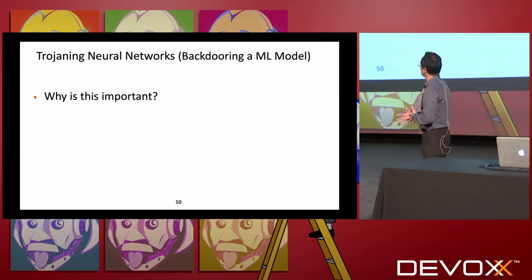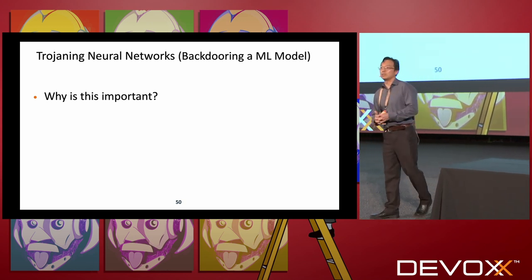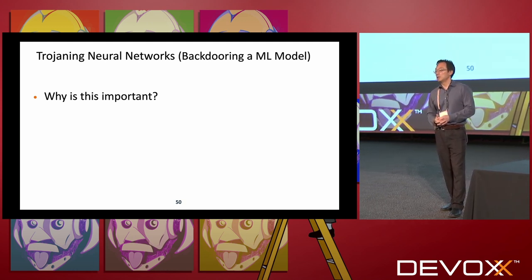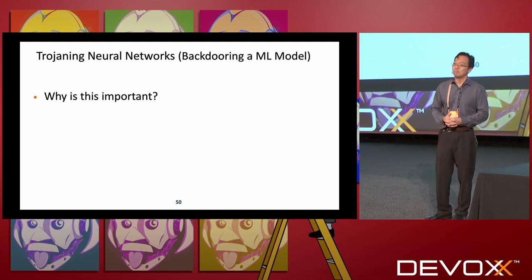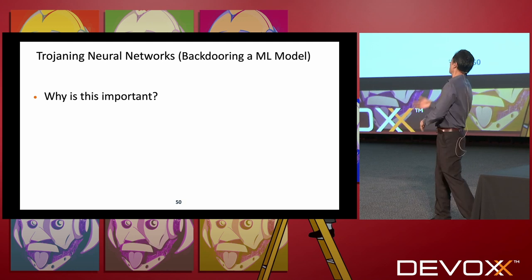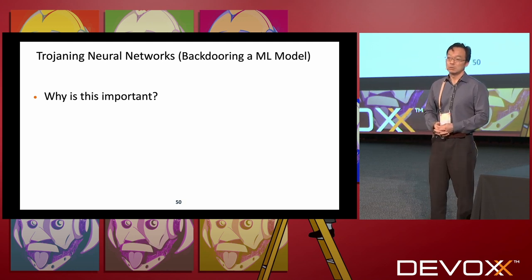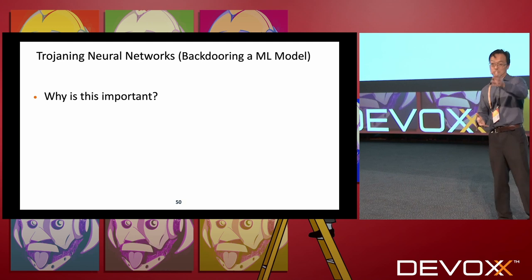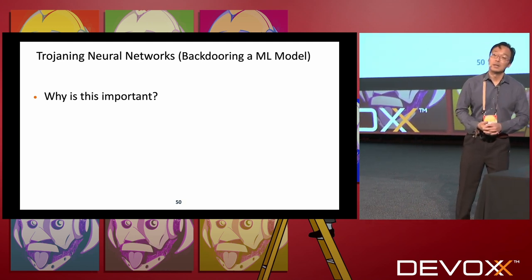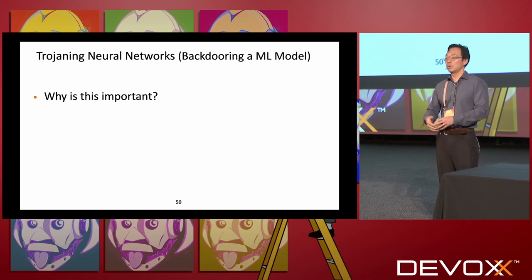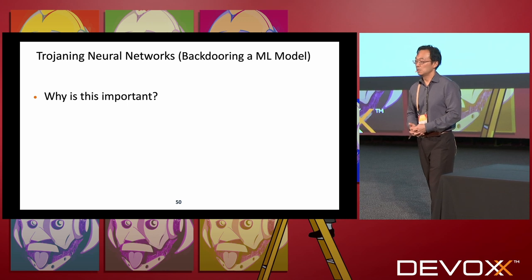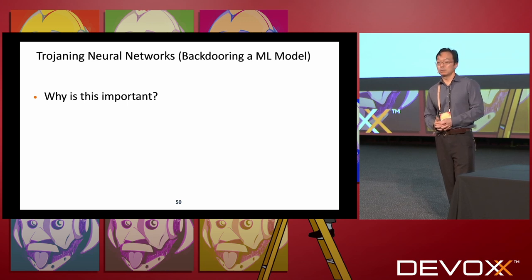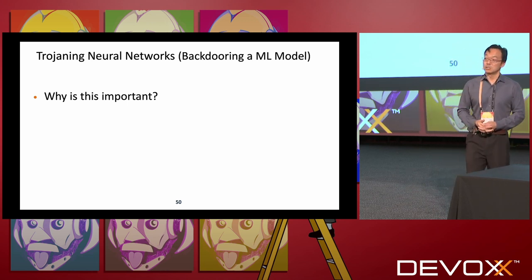So can anyone tell me why this is important? Why is it important to understand if your model has been trojaned? Another word for this is backdoored, right? So where would this be important? Yeah, fraud detection, or if it's a government entity, or if you're doing something financial, where someone could get an advantage financially. This is important to know.